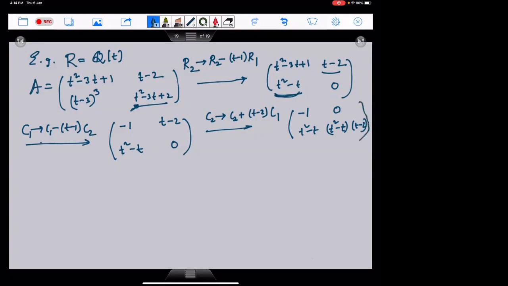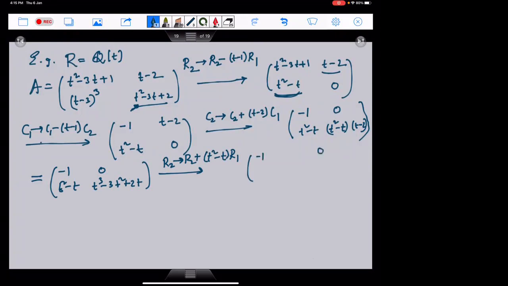Fine, this is all right. Which if I simplify, I get minus 1, T square minus T, 0. This term is T cube minus 3 T square plus 2 T. Further, apply row operation R2 plus (T square minus 3) R1. I don't claim that this is the only possible way of converting. It can be done in several ways. I don't know whether this is the shortest way, but this is one of the ways. And we are closer now.